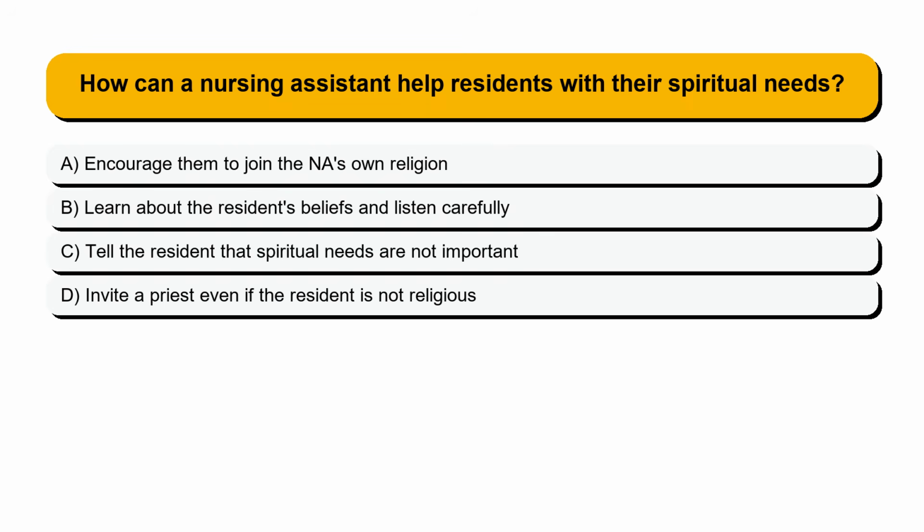Question 65. How can a nursing assistant help residents with their spiritual needs? Option A, encourage them to join the NA's own religion. Option B, learn about the resident's beliefs and listen carefully. Option C, tell the resident that spiritual needs are not important. Option D, invite a priest even if the resident is not religious.